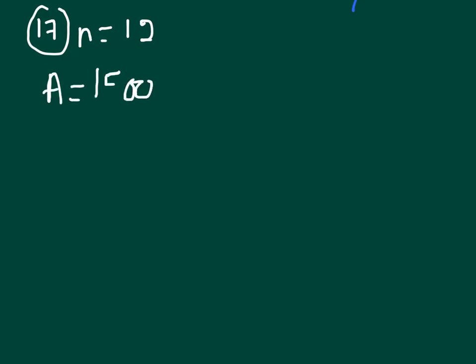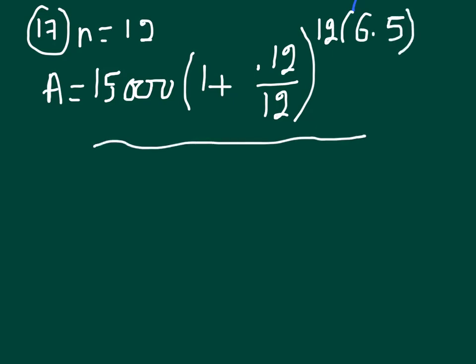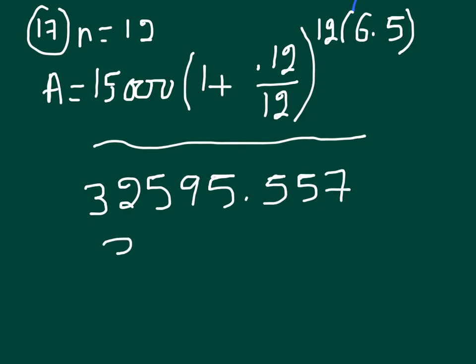17 is pretty easy. Again, the compounding here is monthly and equal to 12. So we started out with $15,000. And then this will be 1 plus 0.12 divided by 12, raised to the 12 times 6.5 years. You could do all of it on the calculator, and I got this answer: 32595.557. If you want to round it to about 32,600, that will be great.